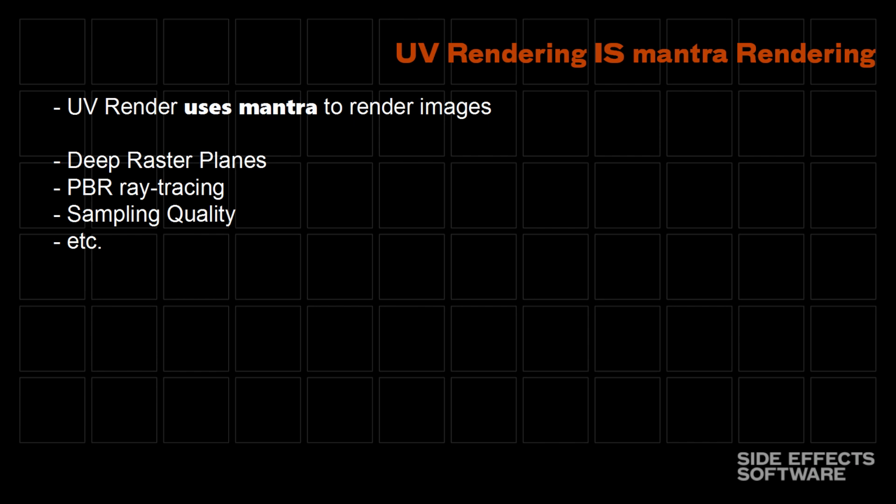So UV render uses Mantra. This is important to understand. UV rendering is Mantra rendering. There's no separate process that started. We're essentially just changing the way that the lens traces rays into the scene. And so because it is a Mantra render, all the normal features and algorithms are available. We have deep raster planes. We have PBR ray tracing available. We have sampling quality, motion blur. Everything that you've come to expect of the Mantra render is available through the UV rendering workflow.